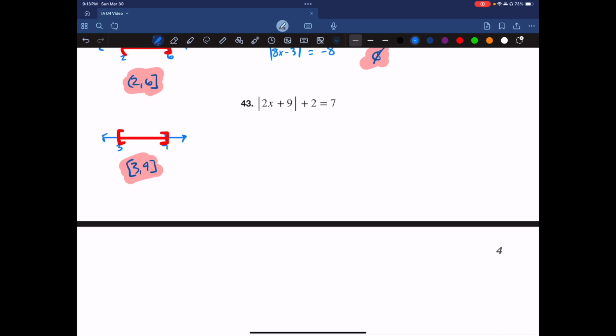All right. Here, I'm going to move this. It says going to be 2x plus 9, absolute value equals 5. Okay, subtract the 2, you get the 5.